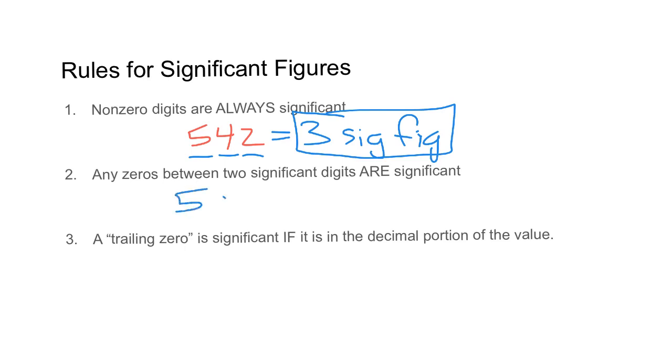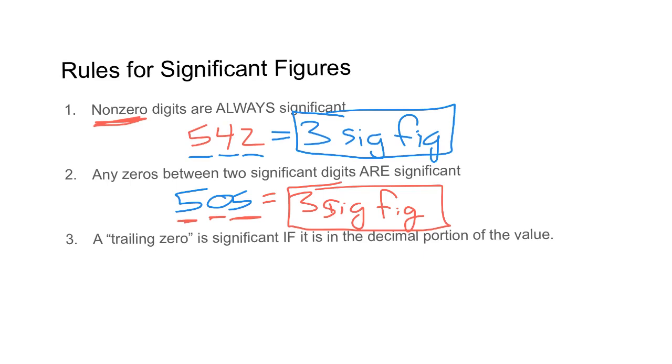If I have 505, I would know that this has, again, 3 sig figs, because this is a non-zero number, so it is significant. This number is a non-zero number, so it is significant. And this 0 is between two significant digits, and so it is also significant, meaning we measured that 0. We used it. We want to keep that. So we want to notate this as 3 significant figures.